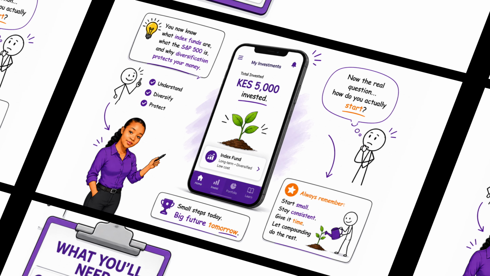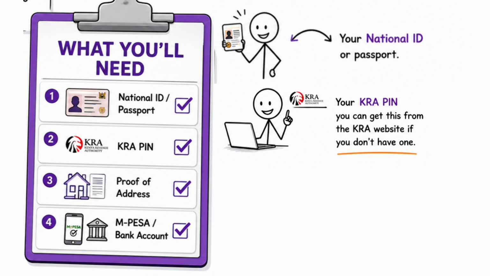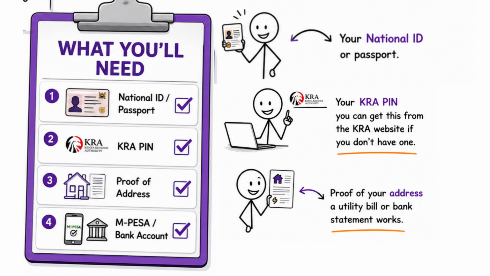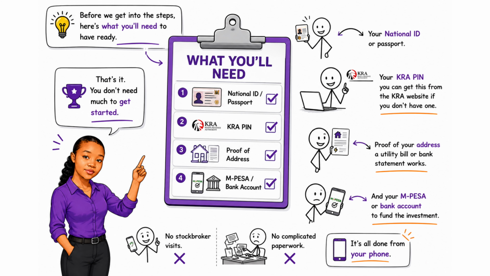Before we get into the steps, here's what you'll need to have ready. Your national ID or passport, your KRA PIN. You can get this from the KRA website if you don't have one. Proof of your address, a utility bill or bank statement works, and your M-PESA or bank account to fund the investment. That's it. No stockbroker visits or complicated paperwork. It's all done from your phone.